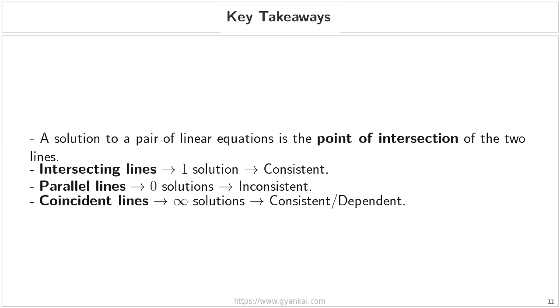Finally, we have coincident lines. This is the case where the lines overlap completely, as in our overlapping paths example. Since they occupy the same space, every point on the line is a shared point, giving us infinitely many solutions. Because solutions do exist here, this system is also considered consistent, specifically a dependent pair.